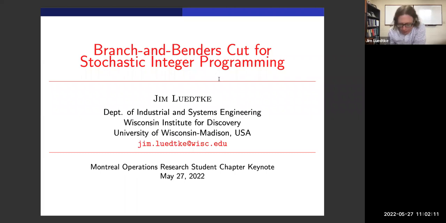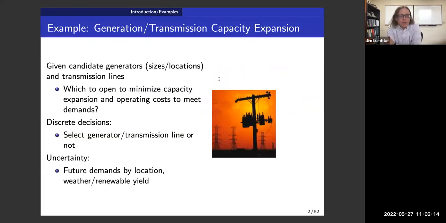Okay, so let me just get into it here. Briefly, I'll start with a motivating example for why this class of problem could be interesting. I'm going to talk about a generation transmission capacity expansion problem in the power grid. The idea is, you're expecting some increases in power demands. So you're thinking about installing generators in different locations or sizes, and then maybe transmission lines to connect them. And you want to do this to minimize the expansion costs and the operating costs to meet the demands over time.